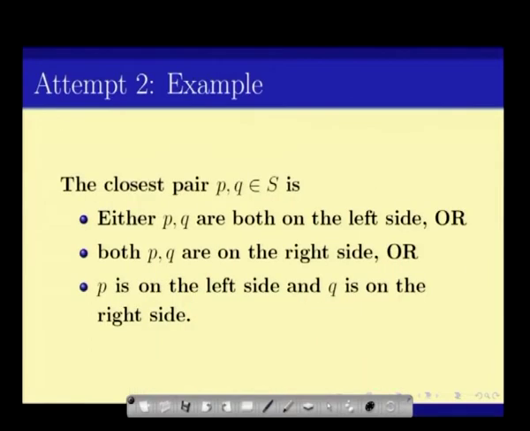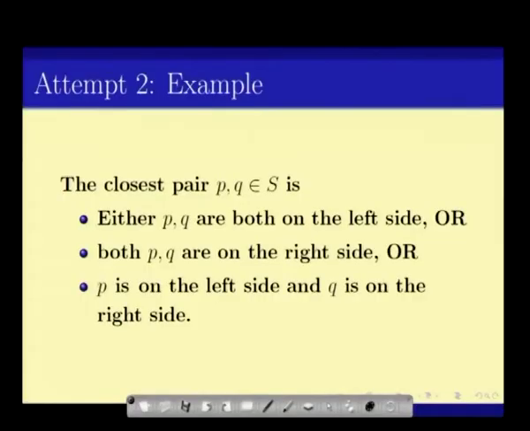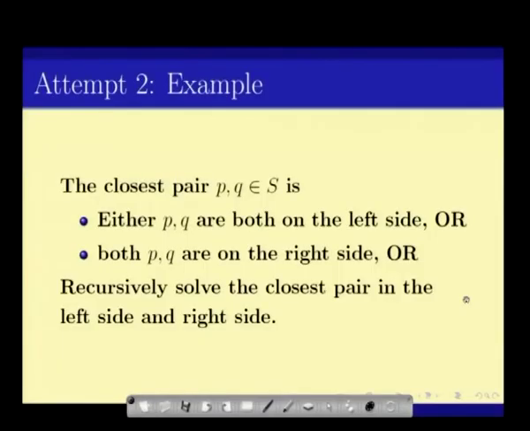But the same problem happens. The closest pair P Q in S will be in one of three cases. Either P and Q are both on the left side, or P and Q are both on the right side, or P is on the left side and Q is on the right side, or vice versa. Note that in the first two cases, recursively solving will output the right answer. So, in other words, we recursively solve for the closest pair of points in the left side and the right side.